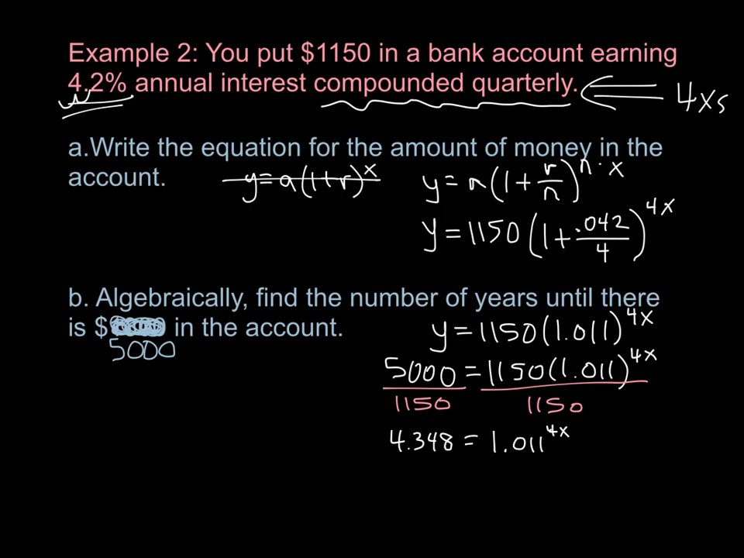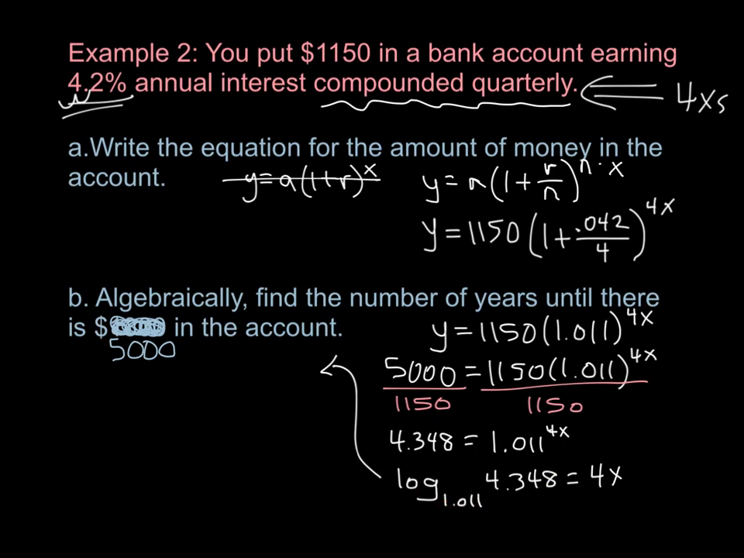All right, now our base and our exponent are isolated, and now we know we are going to rewrite this as a log so that we can solve it. So I'm going to go ahead and write log. The base is 1.011 of 4.348 equals the exponent, which is 4x. All right, I'm going to work this way this time. Sorry about that.